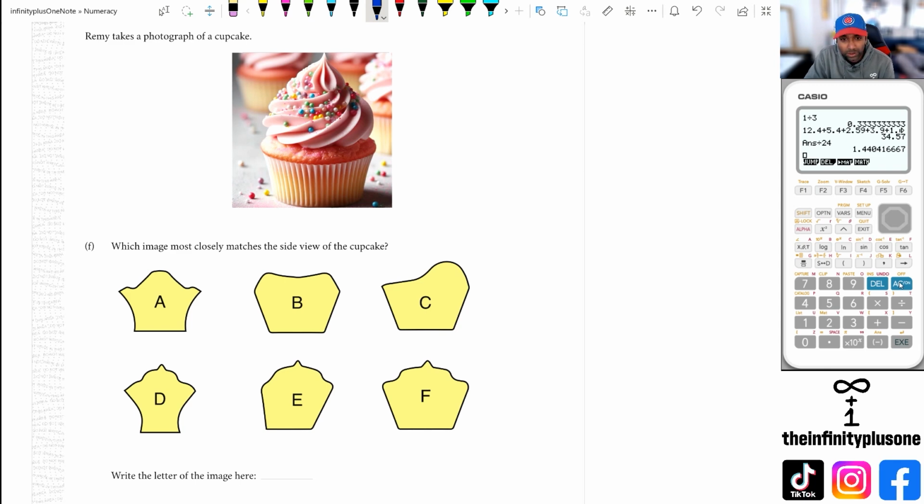I really wouldn't want to be having a cupcake that looks like C or E. Looks like C has been bitten. B has definitely been bitten as well. You know what I would love to do? I would love to create a bunch of images where the cupcake's side view looks like that, because I'm sure it's going to be like bitten and eaten off from the side. But anyway, for this question, we're looking at letter F as the side view of this particular cupcake.